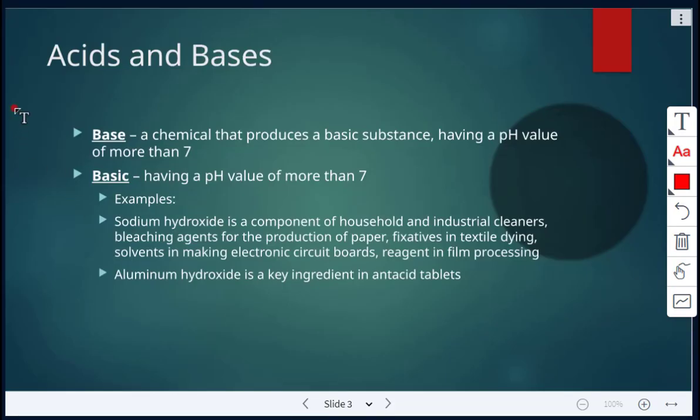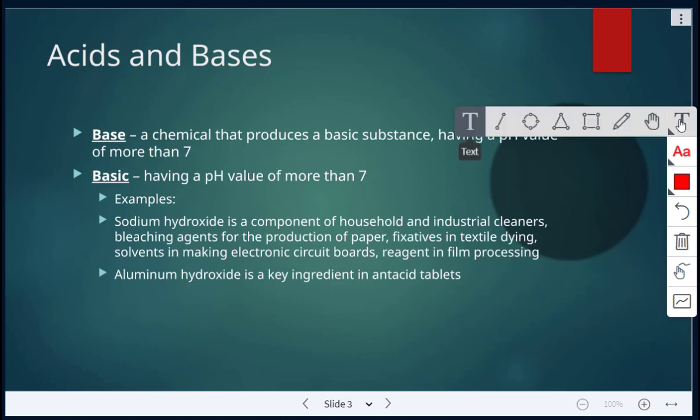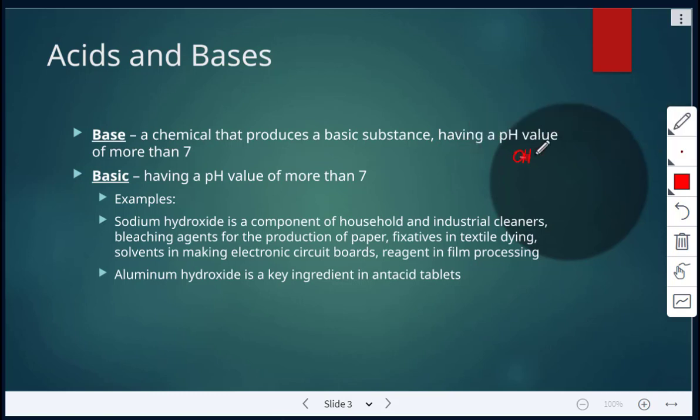All right, and then when we talk about a base, this is a chemical that produces a basic substance having a pH value of more than 7. When you do the Brainpop activity, you will notice if it is basic, you will usually see an OH negative. That's the hydroxide ion. So having a pH value of more than 7. Some examples of basic substances: sodium hydroxide. Again, here it has hydroxide, which is the OH minus, so you know that it's going to be basic.